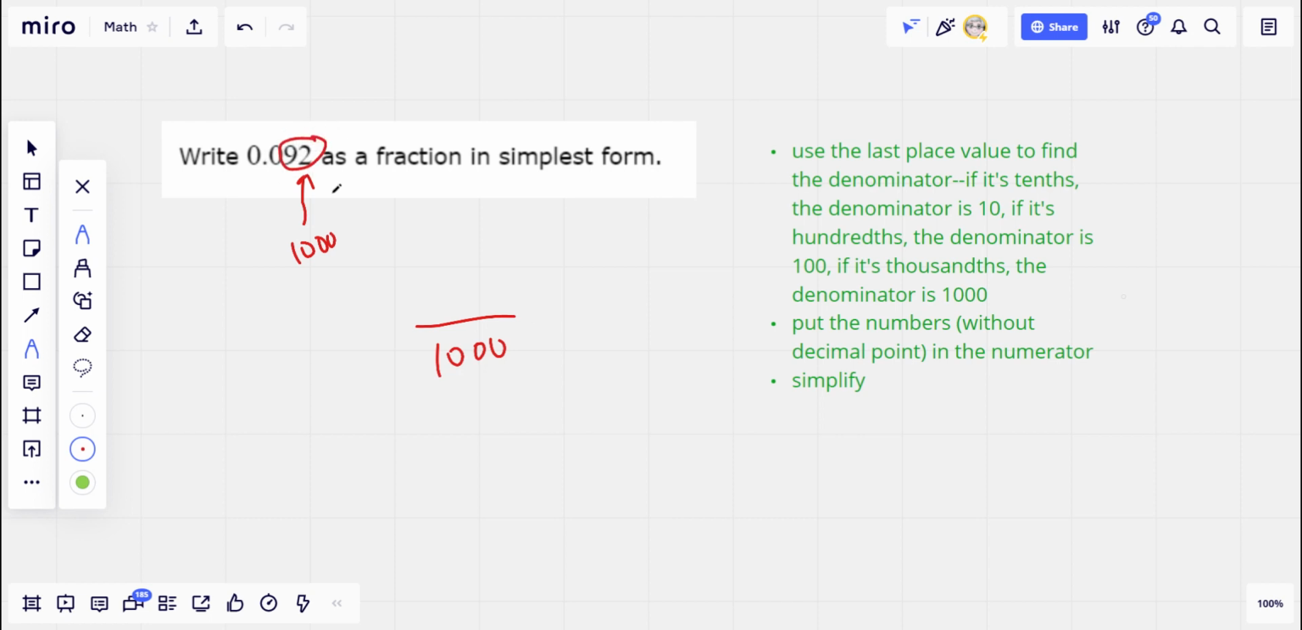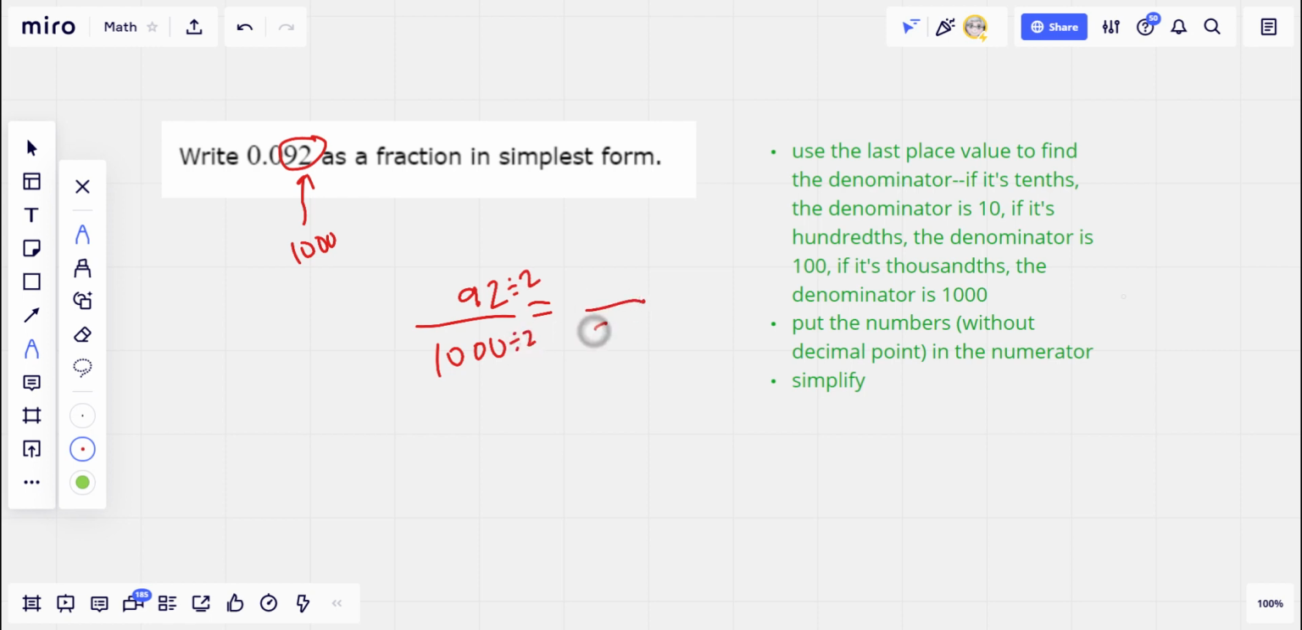It's just the numbers that are here. I'm going to ignore the zeros that come before it. So this is 92 1,000ths. So already we have this as a fraction. I can tell that it needs to be simplified because 92 is even and so is 1,000. So let's try just dividing the top and the bottom by 2 first.